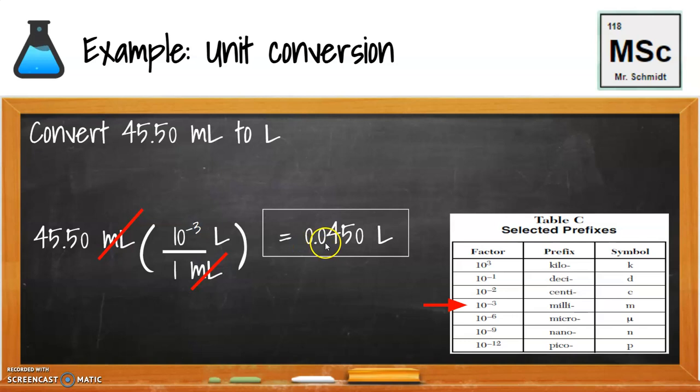0.0450 liters. Again, that's the dimensional analysis way. You could certainly go up here to the top, move your decimal point 1, 2, 3, add a placeholder 0 in there, and you arrive at the same answer. Both of those processes would be correct.